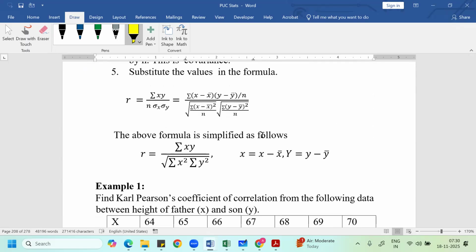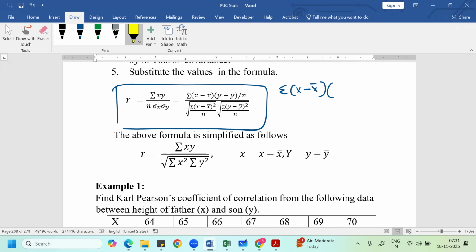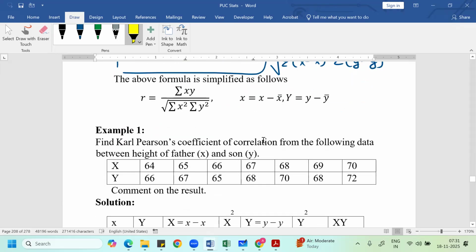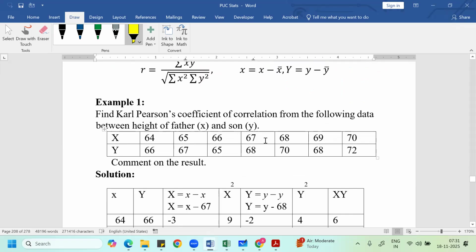You can remember this, and it will be helpful for you to find the correlation coefficient between the two variables. So this is the relationship which I just calculated for all of you: the summation of (x minus x bar) into (y minus y bar), divided by the square root of the summation of (x minus x bar) whole square into the summation of (y minus y bar) whole square. This is the formula of R. Let me give you an example so that you understand.